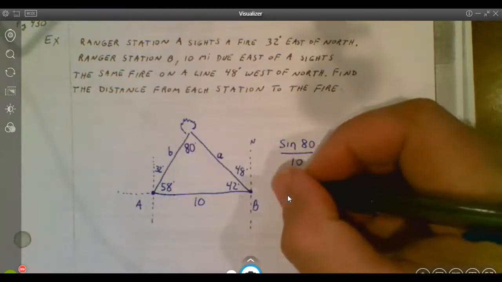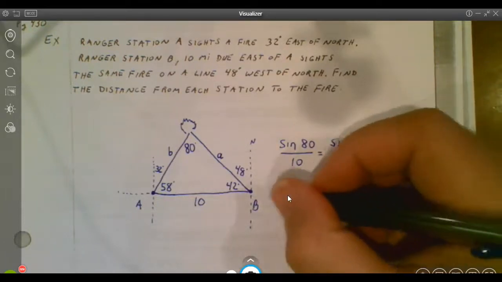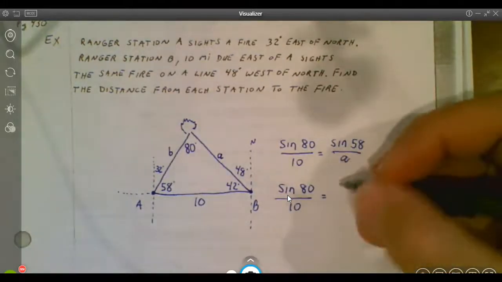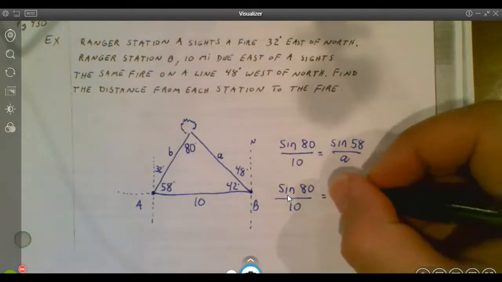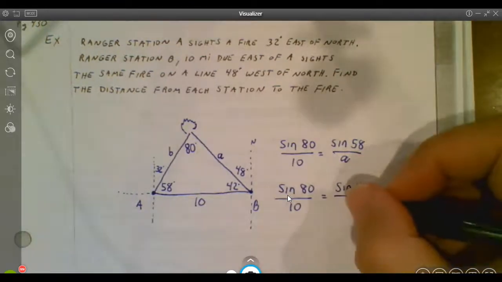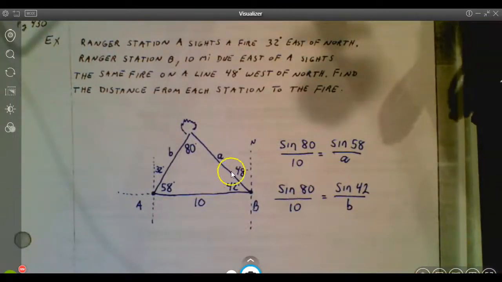Let's set up the final segment here for B. So again, I'm going to use the same given information of sine 80 over 10. And we're going to compare that now to the sine of 42 over the opposite side, which I'm calling side B. And again, same process that you would do here to finish it off to find your last missing segment.